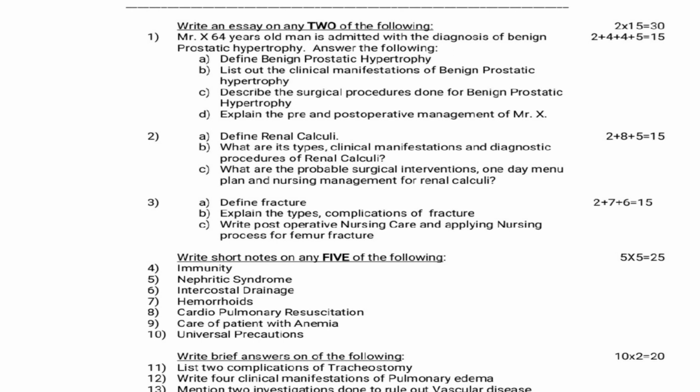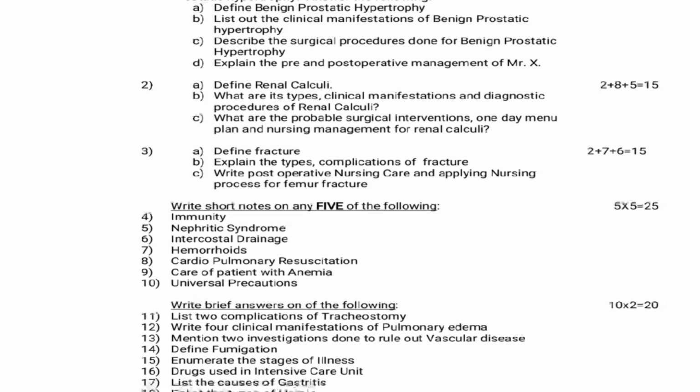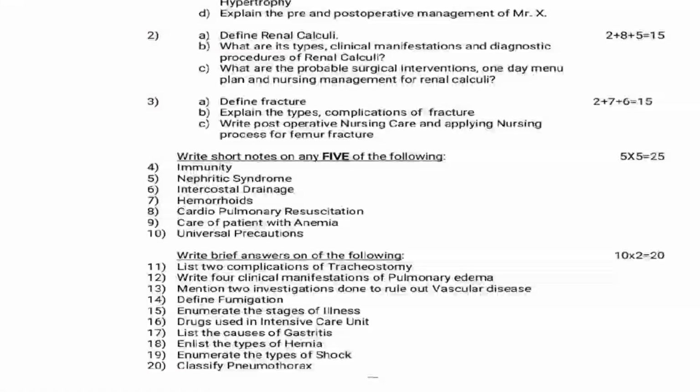Ninth question, care of patient with anemia. 10th question, universal precautions. So 5 into 5 is equal to 25 marks. So they will be asking 7 questions. Out of those 7, you have to answer only 5.